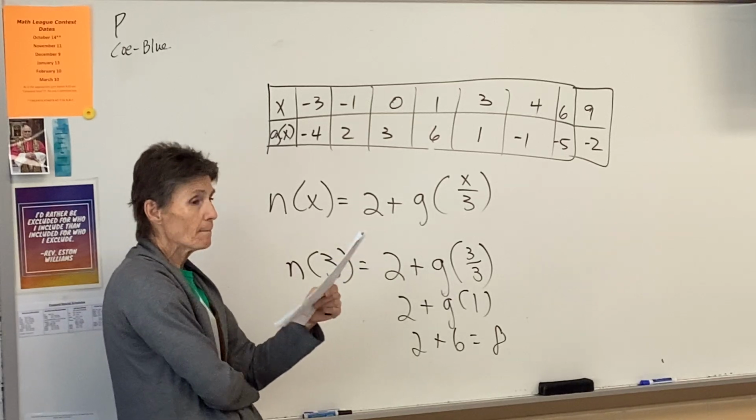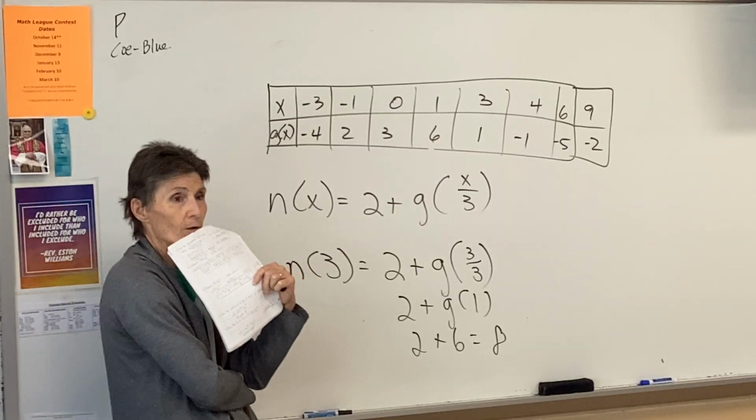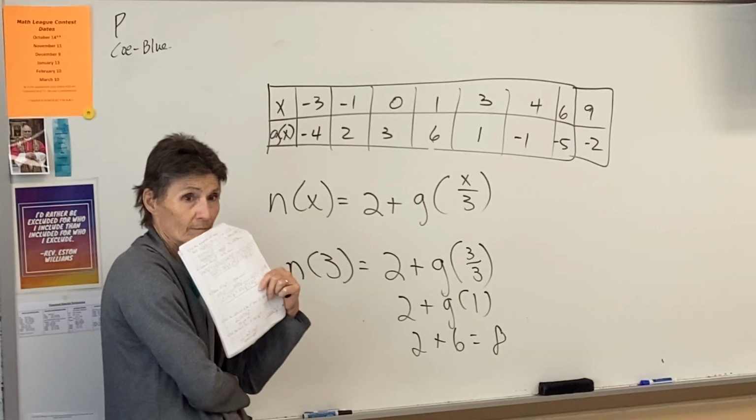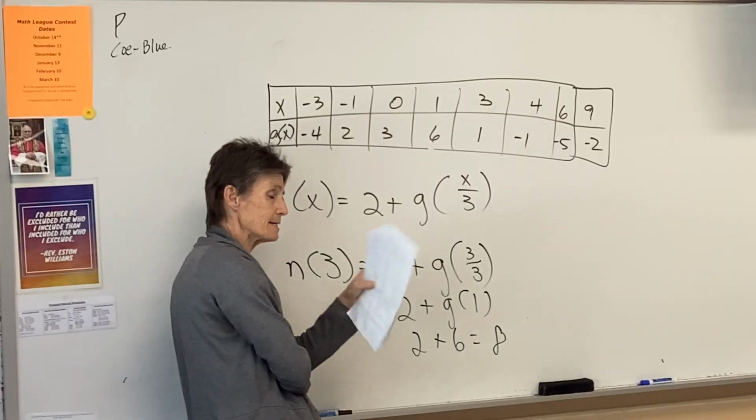Anybody have an answer yet? Leo? 4. Leo got 4. What did you get? 4? Everybody okay with 4? All right, let's look at C.